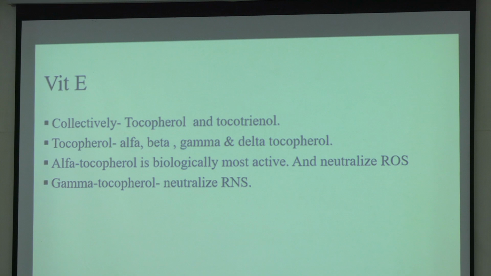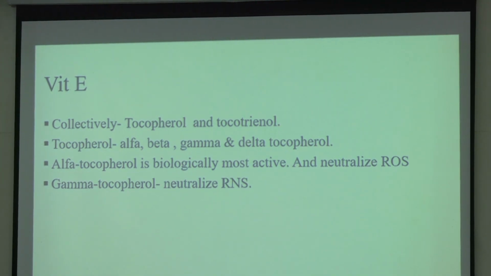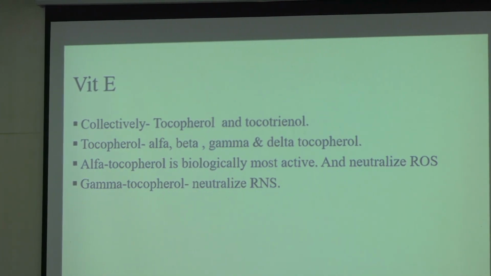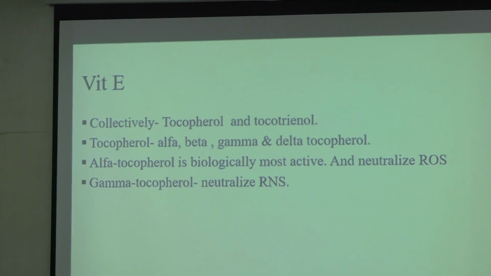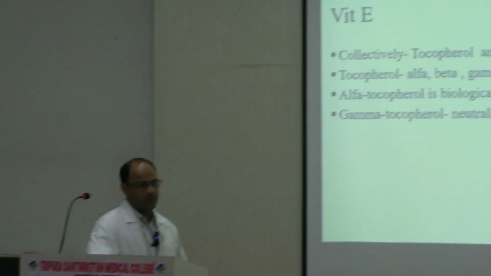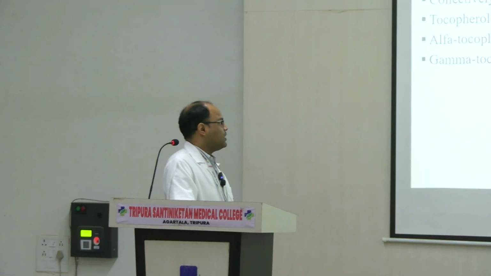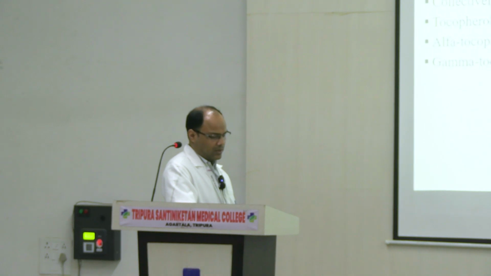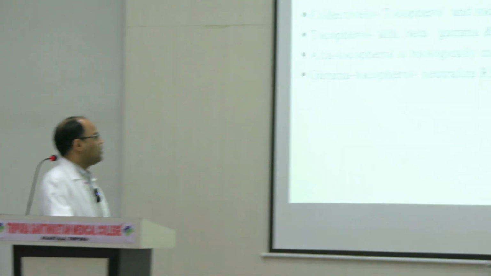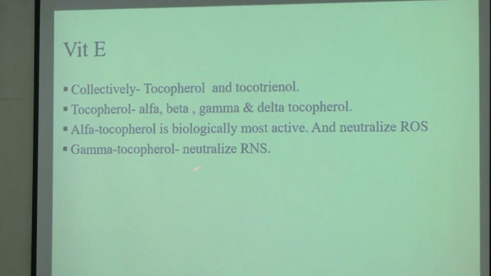Vitamin E is characterized as tocopherol or tocotrienol. Tocopherol is very important. There are four types of tocopherol: alpha, beta, gamma, and delta tocopherol. Why is alpha more important? It is the biologically active form, while gamma tocopherol is abundant in food sources. Alpha tocopherol scavenges reactive oxygen species, while gamma tocopherol scavenges reactive nitrogen species.